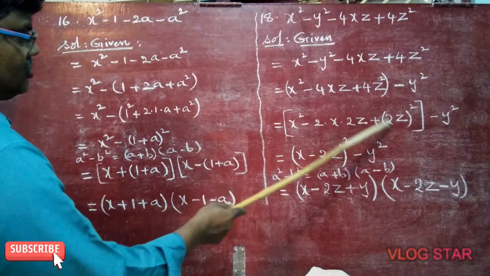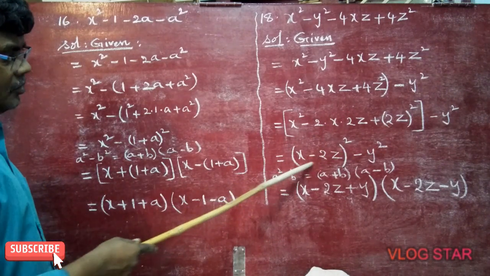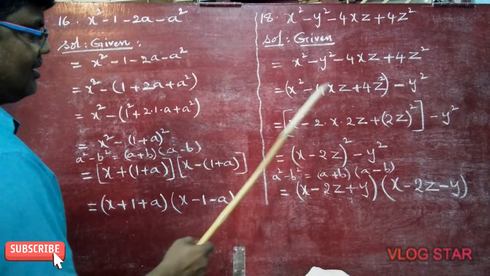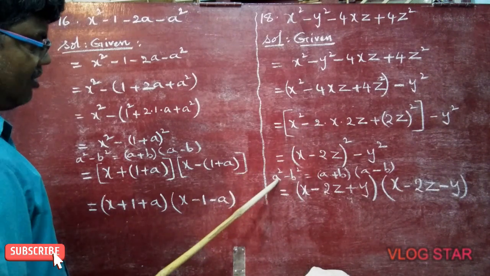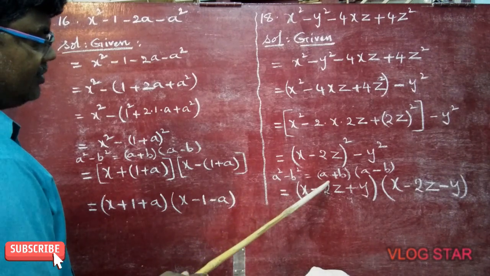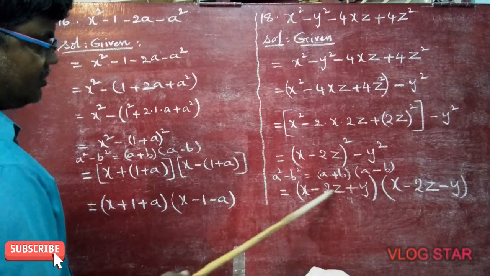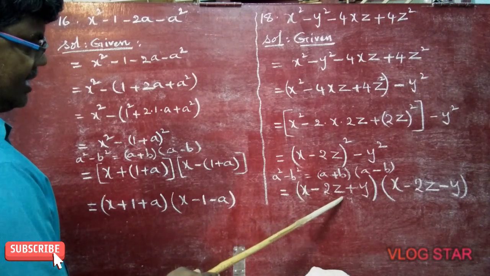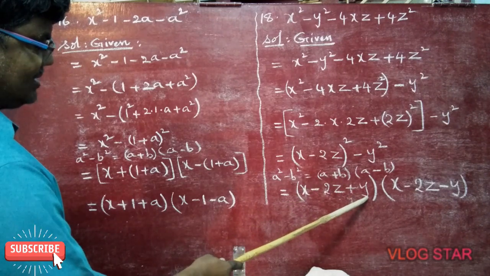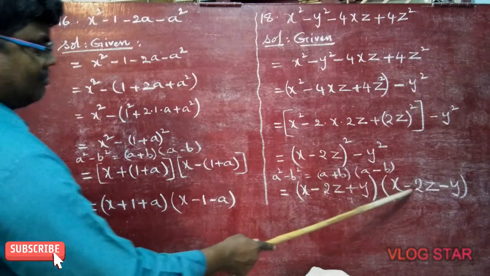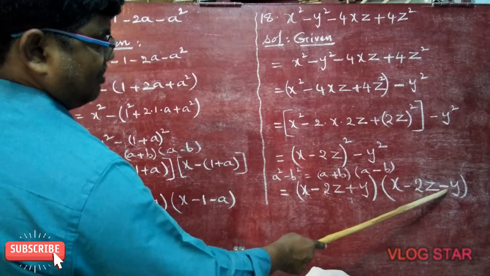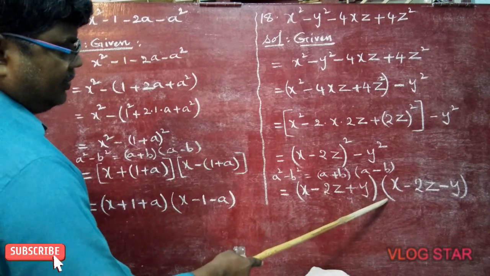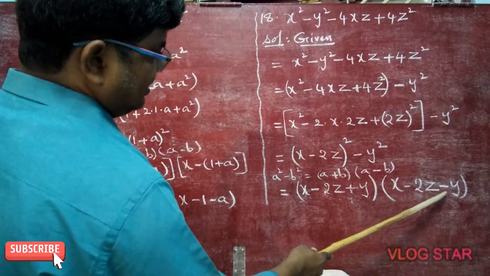Why did we combine like this? To get the formula. We got the formula combination. The hint is xz, so we took that xz combination. Now it is in the form of a² − b², which is equal to (a + b)(a − b). So first, (x − 2z), one time you are going to write plus y. Next, (x − 2z), another time you are going to write minus y. So this is the answer: (x − 2z + y)(x − 2z − y).